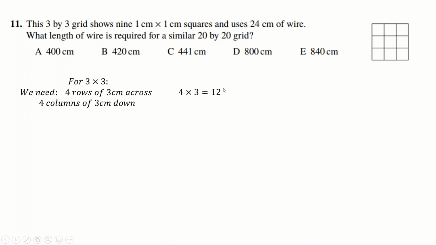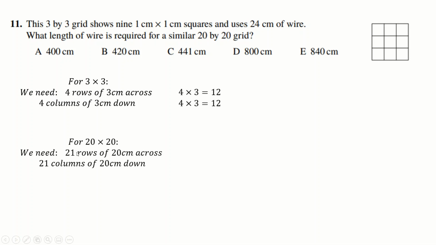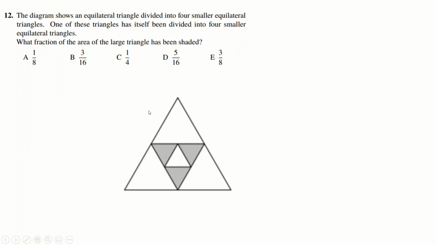So a 20x20 requires 21 rows and 21 columns, but they're going to be 20 centimeters across and down, just like this is 3 across, because it's 3, that would be 20 across. And of course to count this up, you just do 4 times 3 plus 4 times 3. To do this, you do 21 times 20 plus 21 times 20, and we get our answer of 840. Again, probably lots of other ways you could count that up, but that's just the way that I did it. There was a very similar question to this somewhere else that I saw.